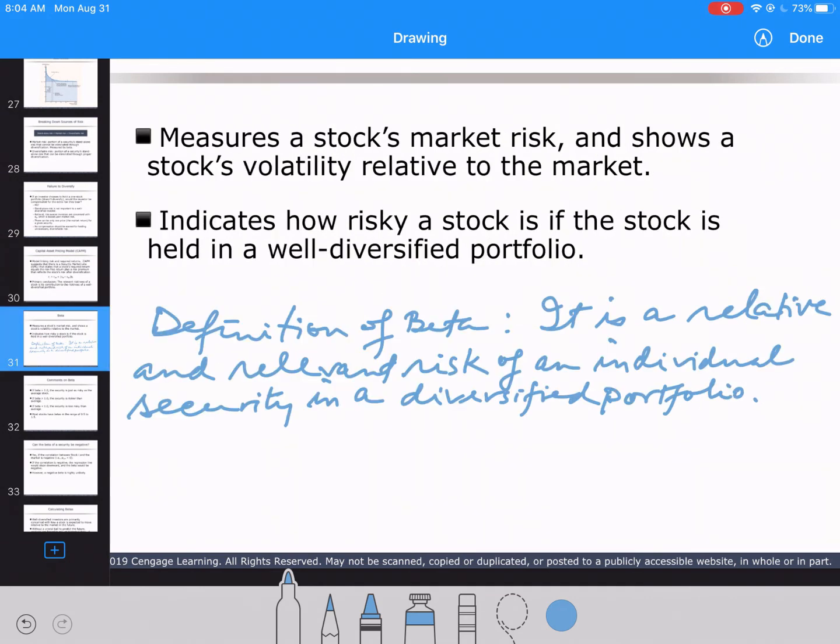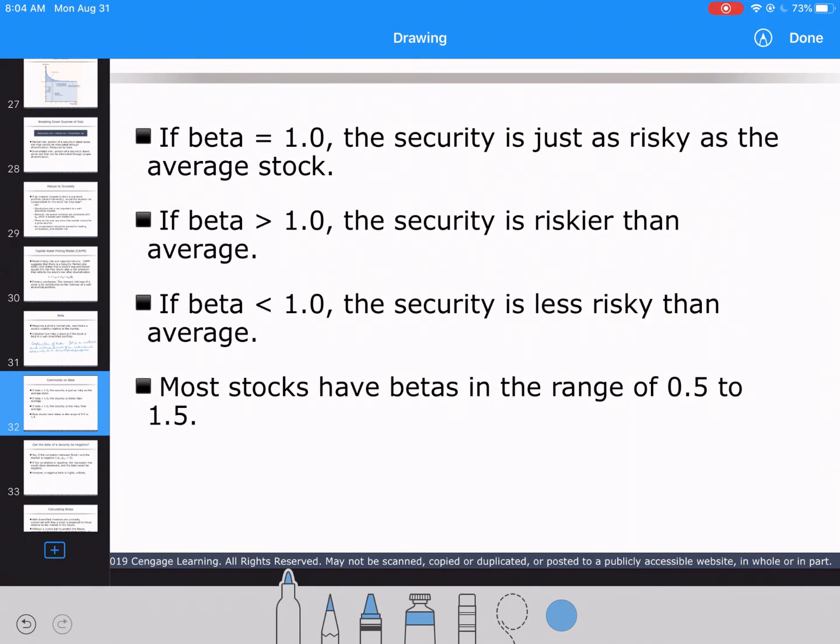And now I'm going to give you a definition of beta. Beta is a relative and relevant risk. Relative to the market, and relevant because we took away the diversifiable risk of an individual security in a diversified portfolio. If beta is equal to 1, the security is just as risky as the average stock. Greater than 1, it is riskier than average, and less than 1, it is less risky. Most betas range from 0.5 to 1.5.